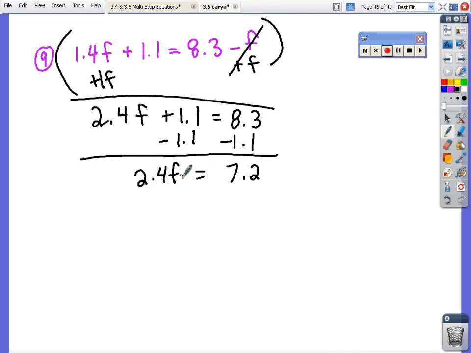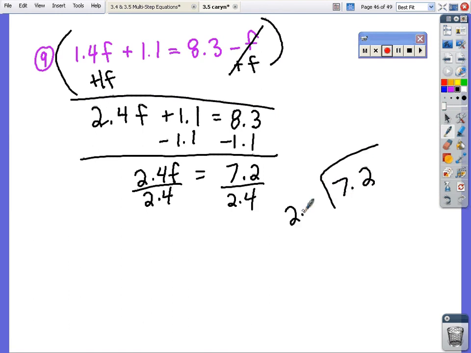And then obviously you can do this on the calculator, but everyone here should be able to do this without a calculator. To divide 7 and 2/10 by 2 and 4/10, that would look like this. Move the decimal over, and bring it up. 24 goes into 72 3 times. So f is equal to 3.